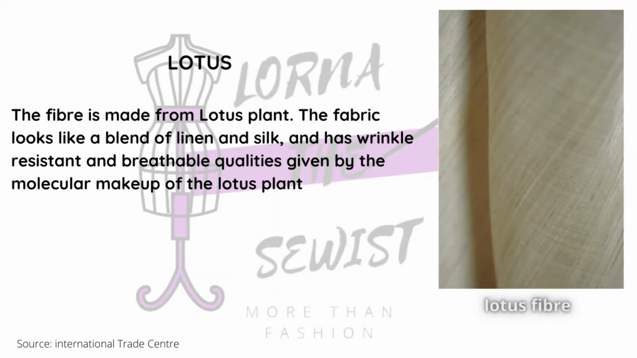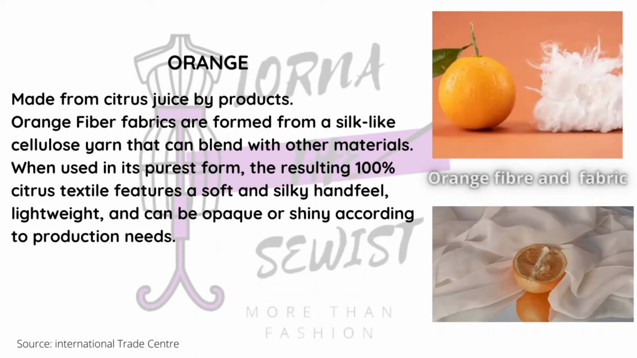Then we have lotus. Lotus is a flower. The fabric looks like a blend of linen and silk and has a wrinkle-resistant and breathable quality, given by the molecular qualities of the lotus plant. Then we have orange, and I was surprised by this one because I did not know. This must be some advanced technology, and the orange fiber is made from a silk-like cellulose yarn that can blend with other materials.